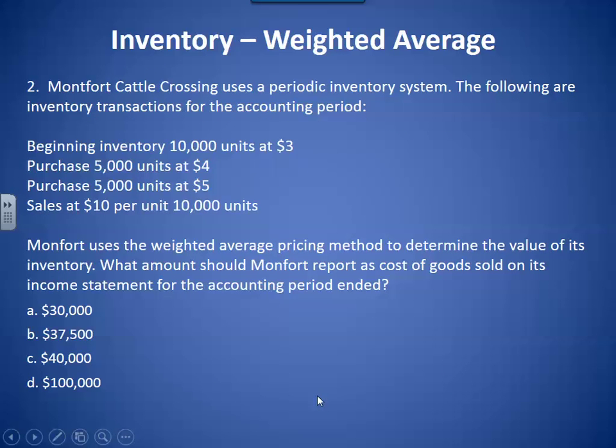Okay, now let's take a look at number 2. Montford Cattle Crossing uses a periodic inventory system, and the following are the inventory transactions for the accounting period. Down here in the next paragraph, Montford uses a weighted average pricing method to determine the value of its inventory. So what amount should Montfort report as a cost of goods sold on its income statement for the accounting period ended? Go ahead and work on your problem. Stop your video.